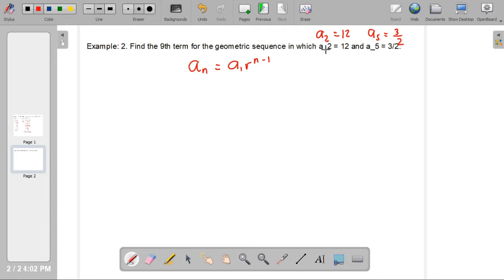The first thing that we have to do in this problem, class, is to assume. We assume that a sub 2 is our first term, and this a sub 5 is our last term. Okay? First we assume a sub 2 to be our a sub 1.